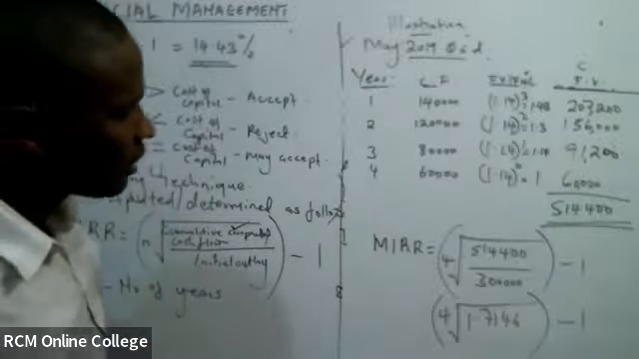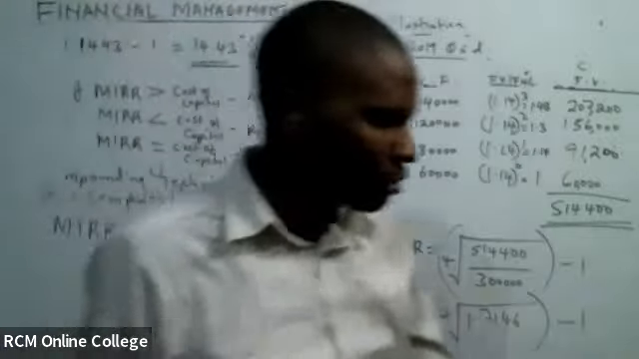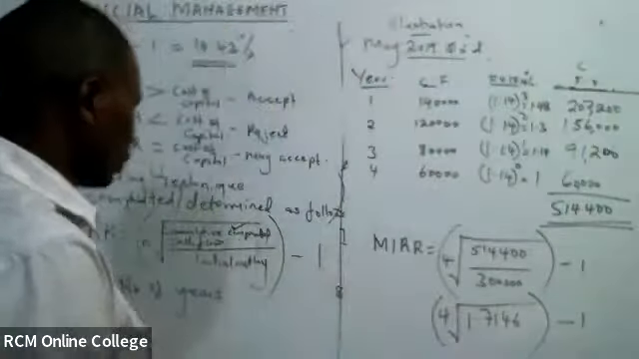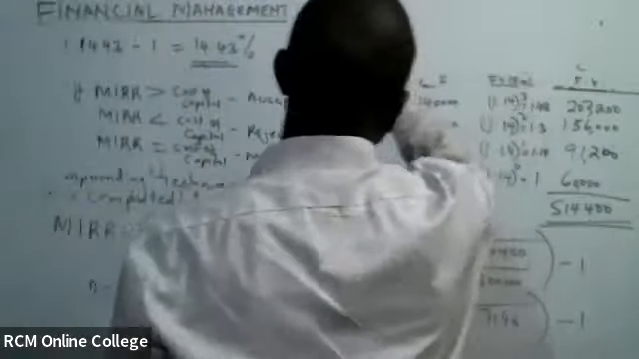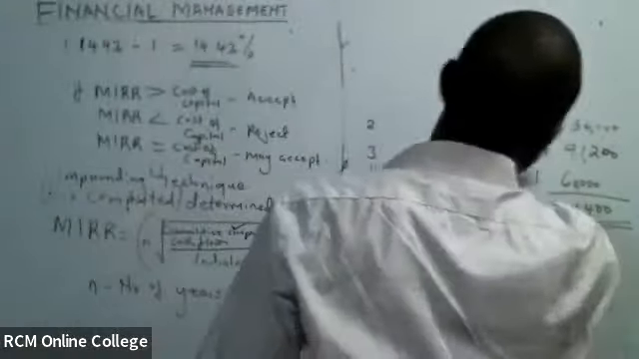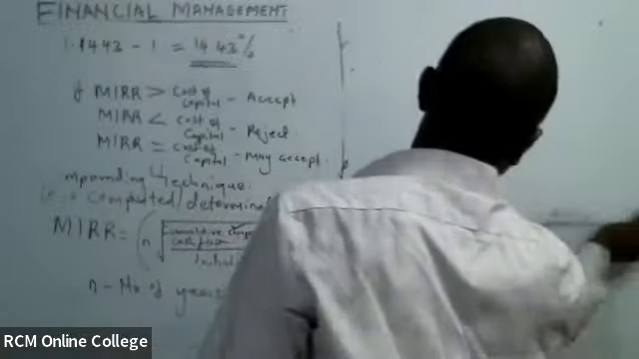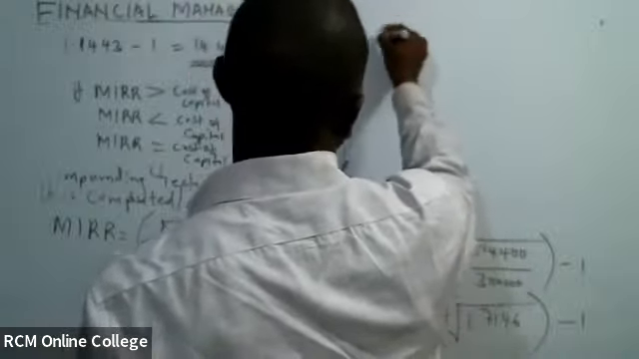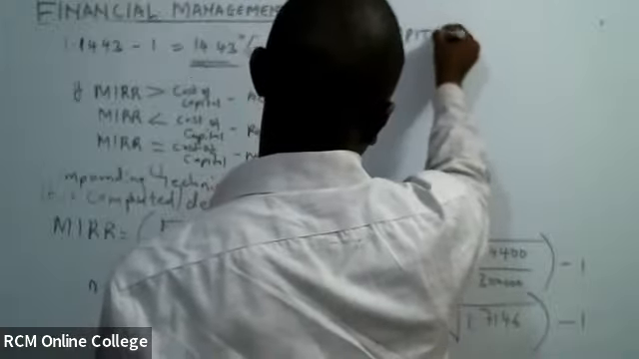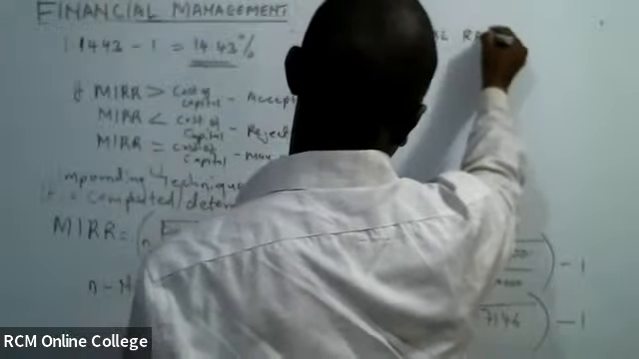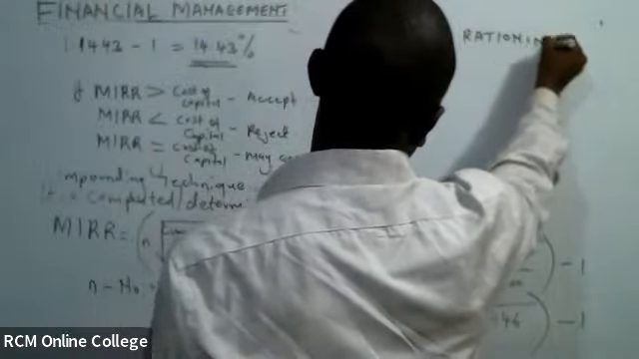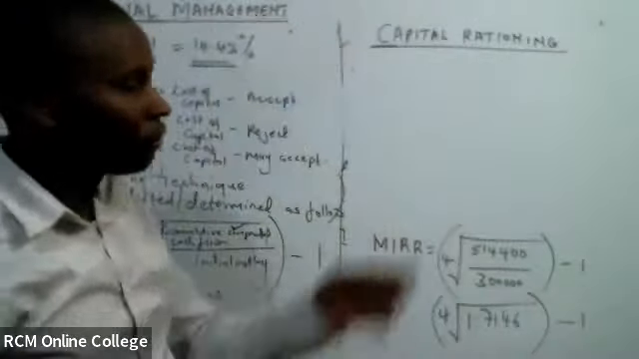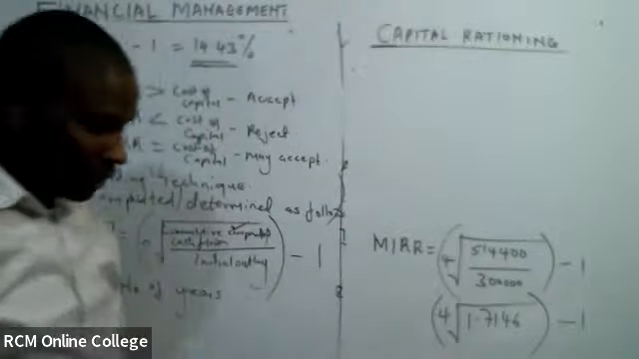So class, that is it. Next time we meet, we shall be looking at capital rationing. But we have some assignment for you. We shall be able to look at the types of capital rationing, and the causes of capital rationing.